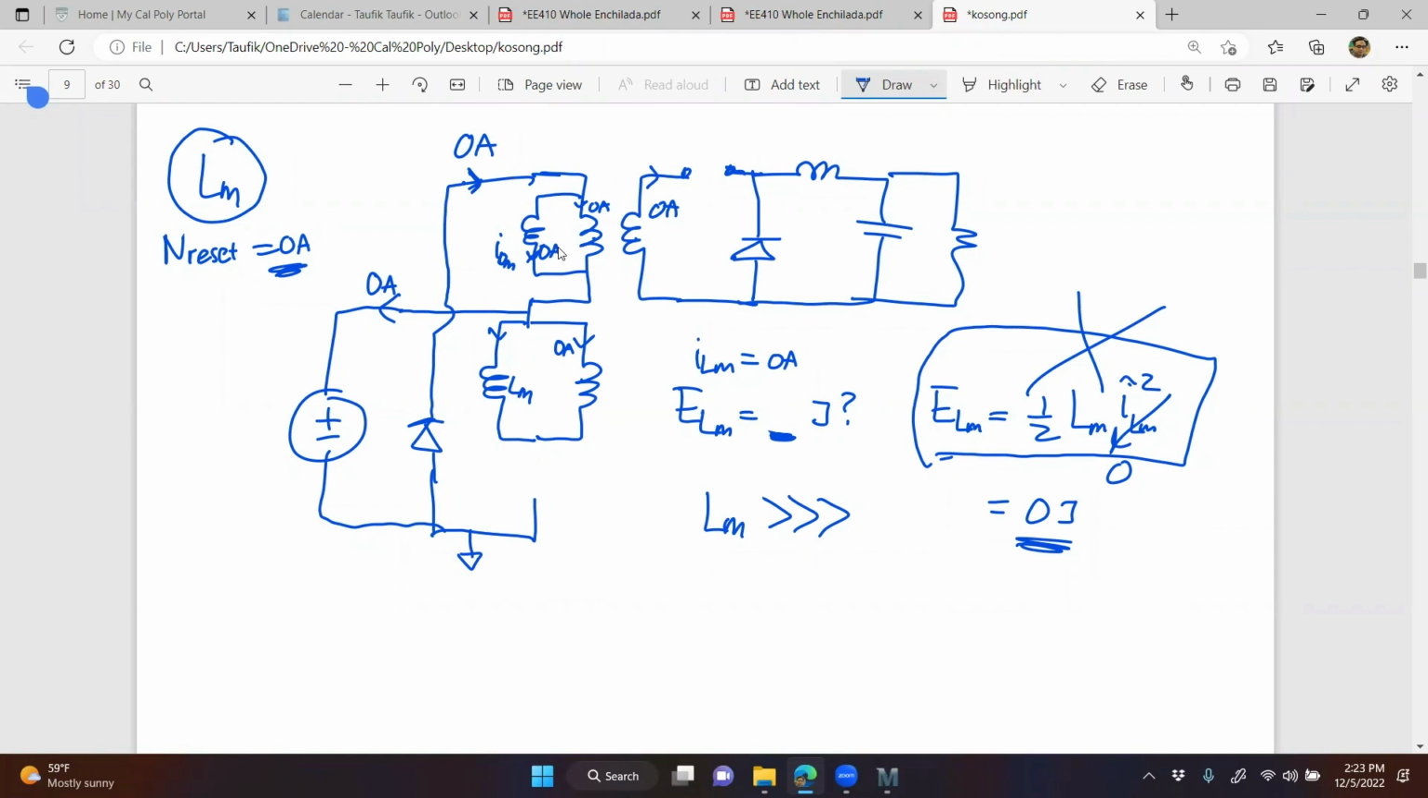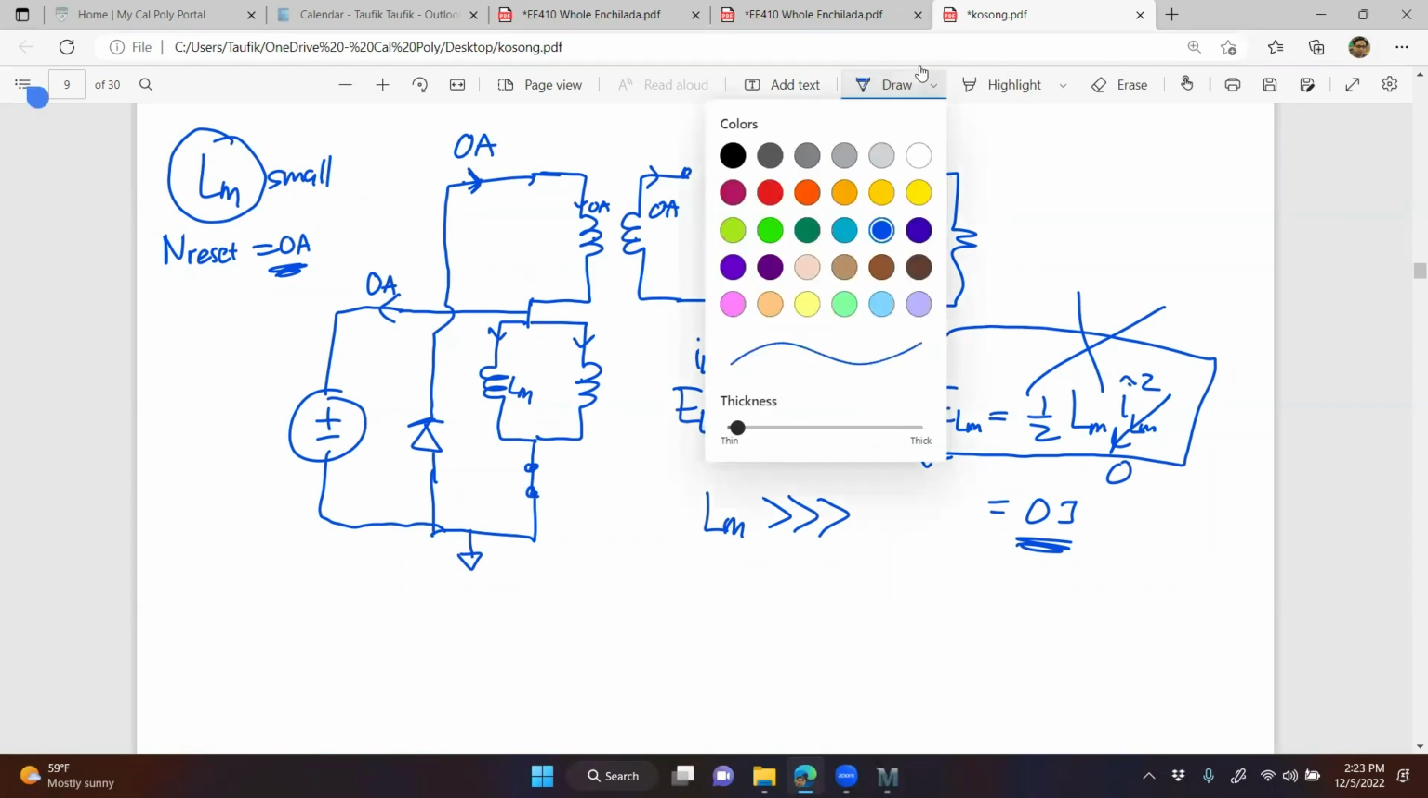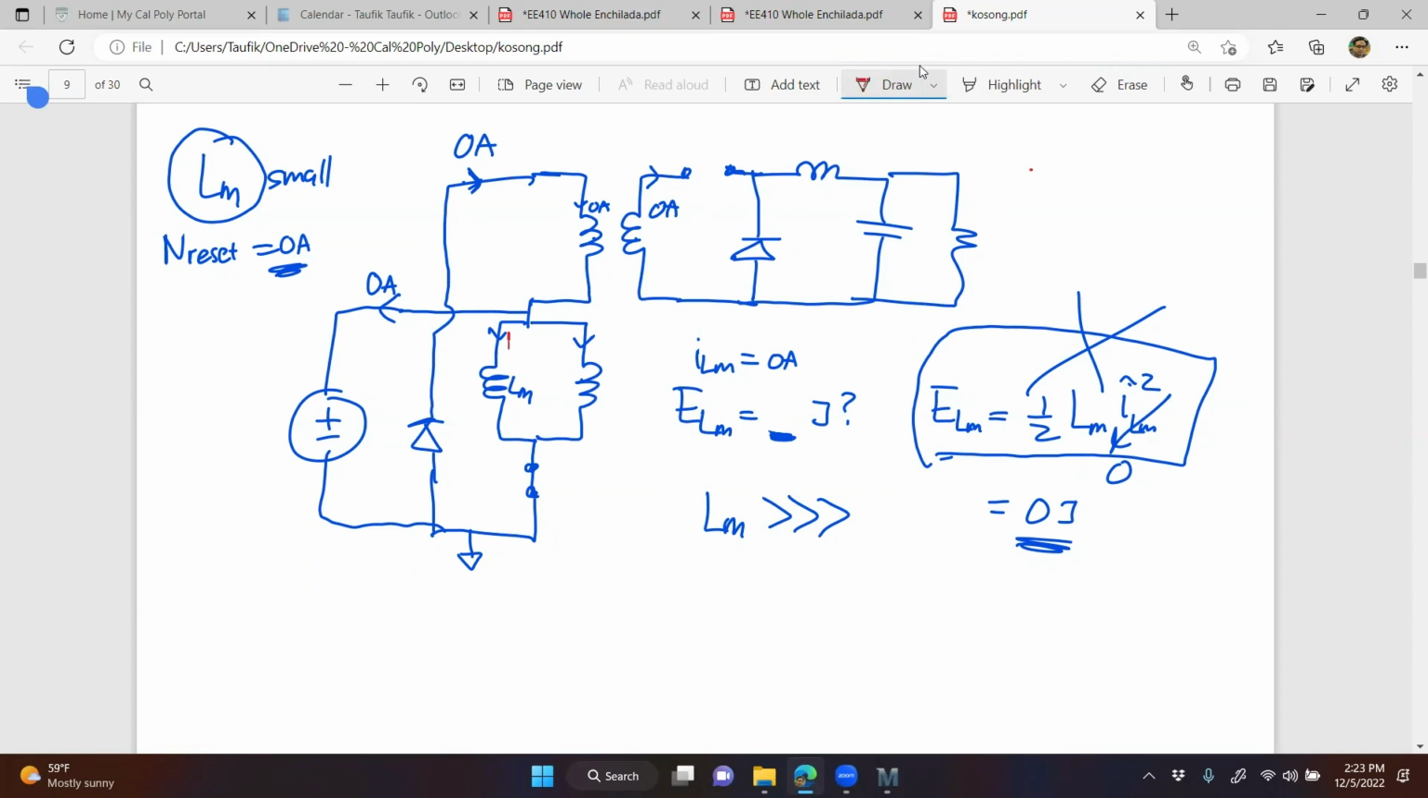Let's assume Lm is not big. Lm is going to be some value, okay? So I'm going to erase this. And you'll see that this winding is always 0 amps. So let's start with Lm now being small, meaning there's current, right? So turn on the switch. If you turn on the switch, what happens? You have current, let me use red. You have current flowing through Lm, non-zero. You have current flowing through this winding.